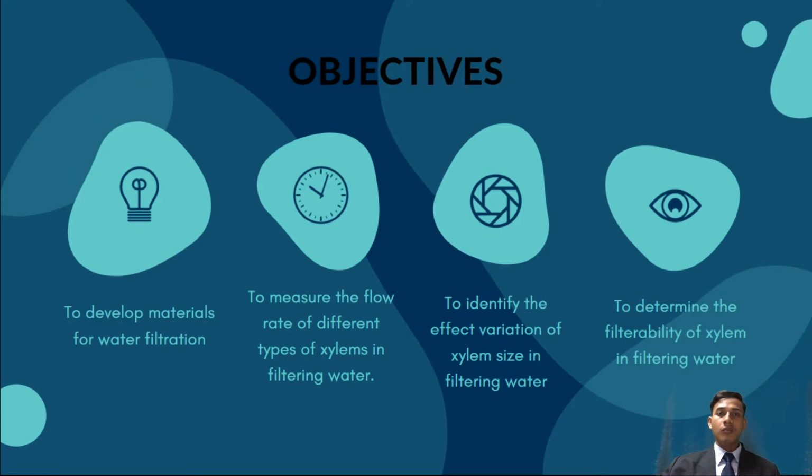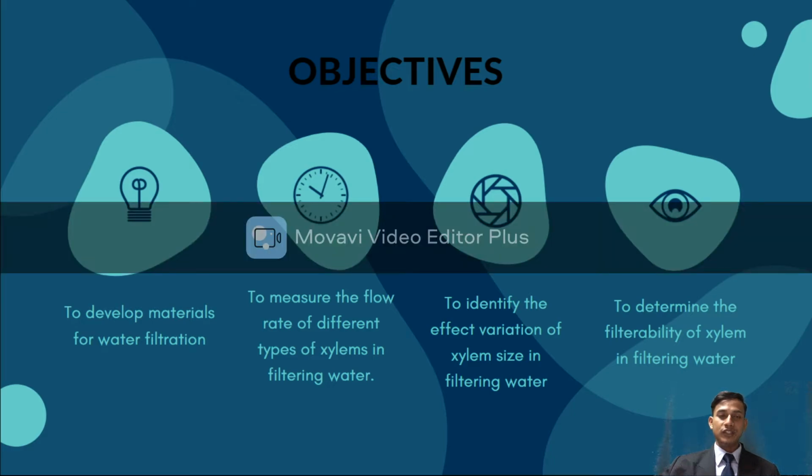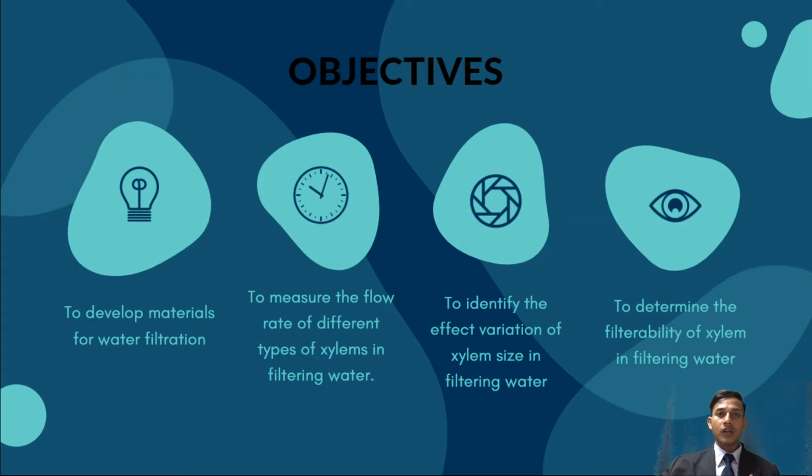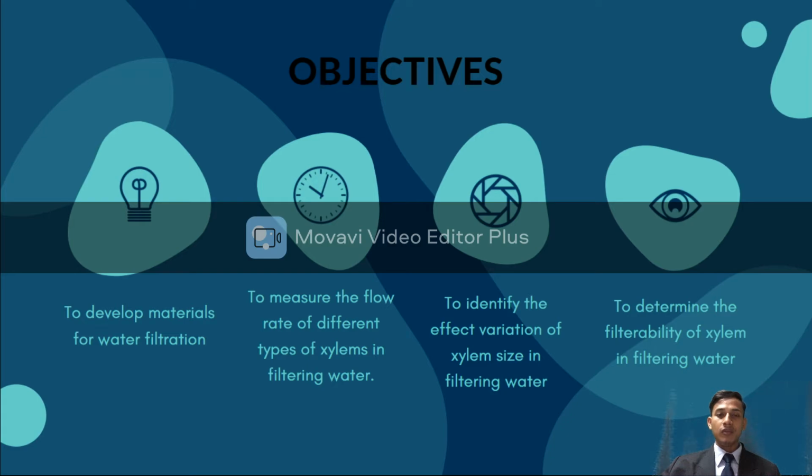There are several objectives of this experiment. First, to develop materials for water filtration. Second, to measure the flow rate of different types of xylem in filtering water. Third, to identify the effect of variation of xylem size in filtering water. Fourth, to determine the filterability of xylem in filtering water.